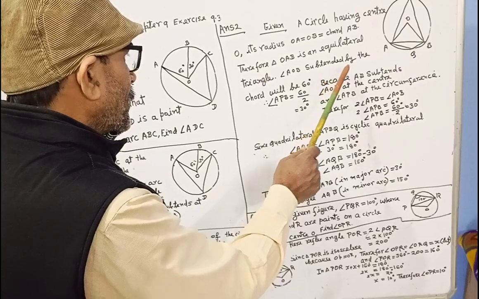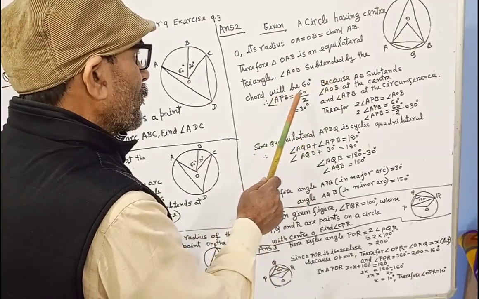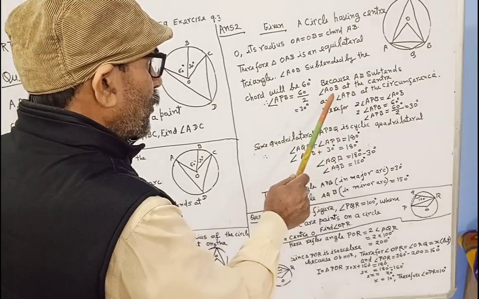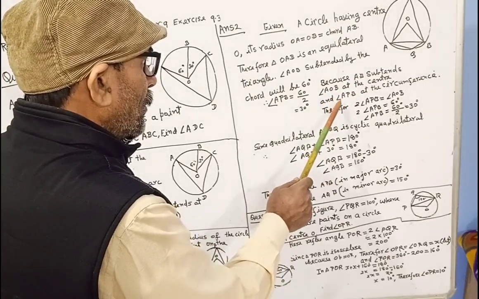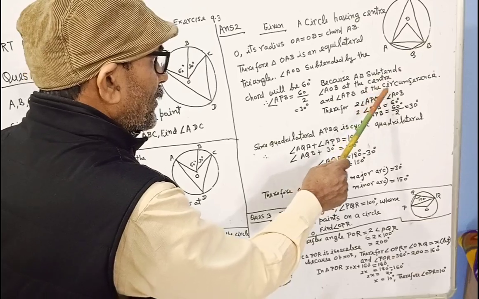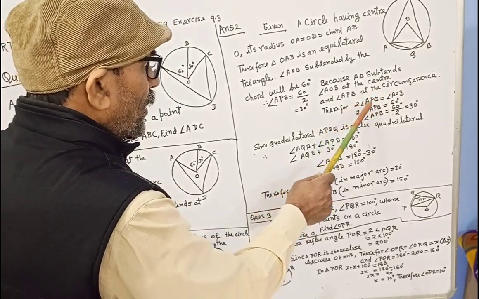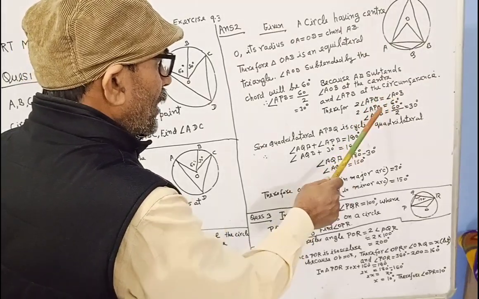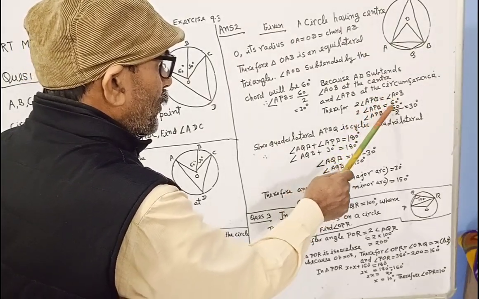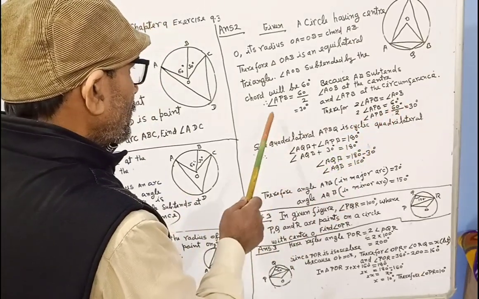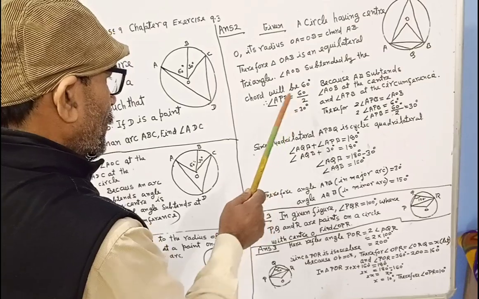Angle AOB subtended by the chord will be 60 degrees, because AB subtends angle AOB at the center and angle APB at the circumference. Therefore, 2 angle APB is equal to angle AOB. 2 angle APB is equal to 60, then angle APB is equal to 60 by 2, that is 30. That is, angle APB is equal to 30 degrees.